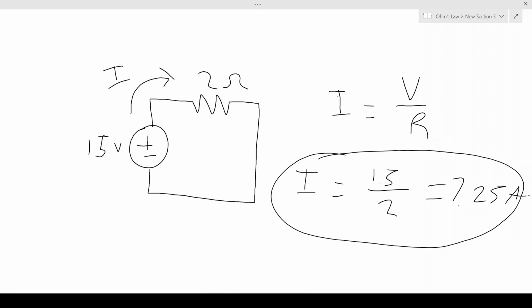And this is what Ohm's law is telling us. Voltage is directly proportional to current. So the more voltage we have in our circuit, the more current we have.